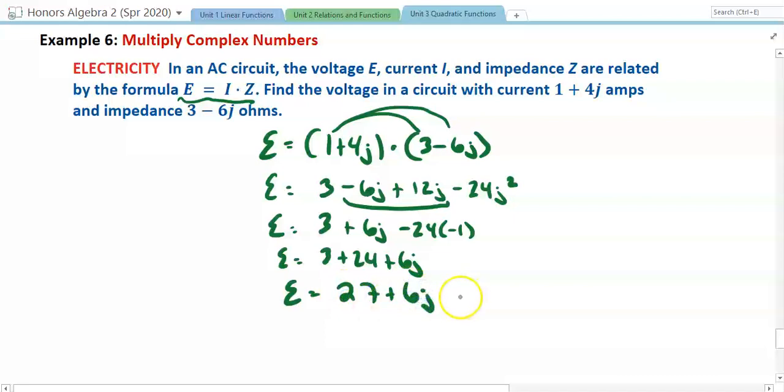This is the voltage, right? And so it would be in volts. Okay? Questions about that? So with multiplication, again, you can distribute to both.